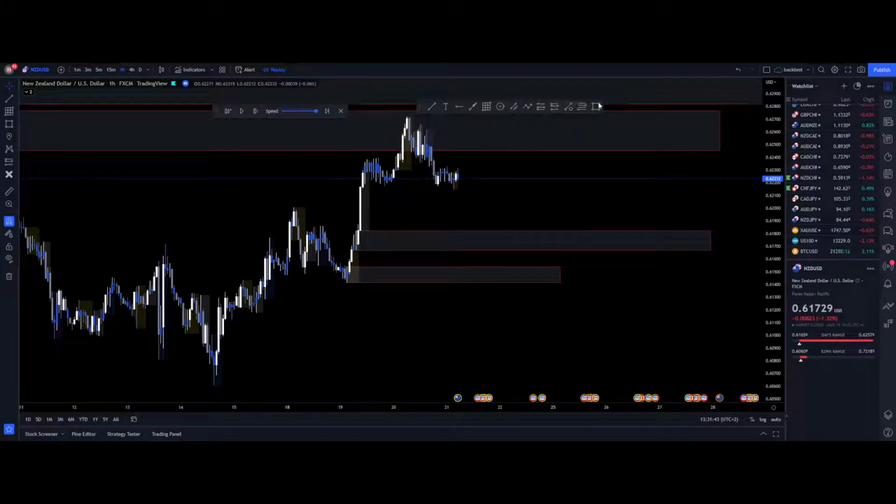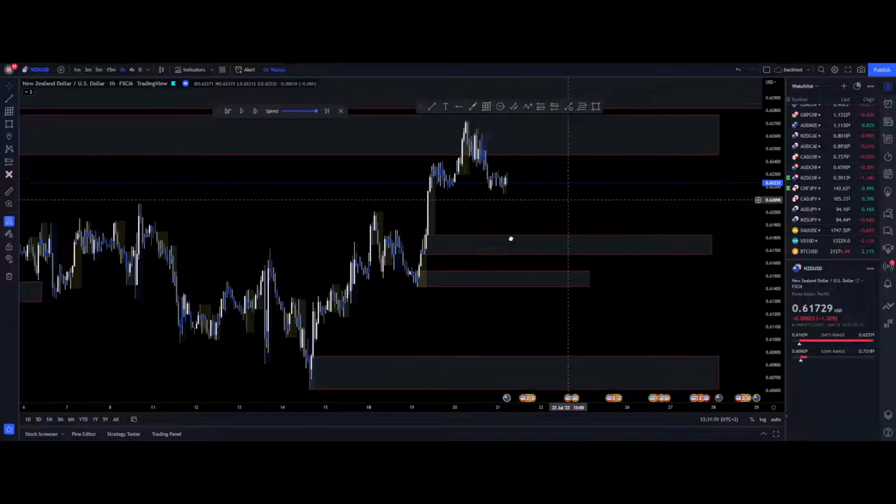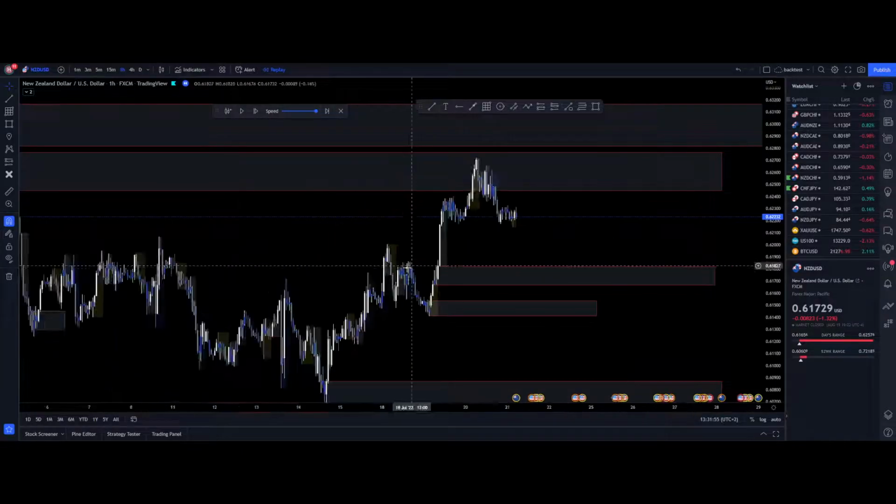Has this been mitigated yet? Yes, this has been touched. This one has not been touched, so it could react nicely to this. Okay, I'm just marking these zones so I know when there is something important going to happen. Right now I'm going to 15 minutes.